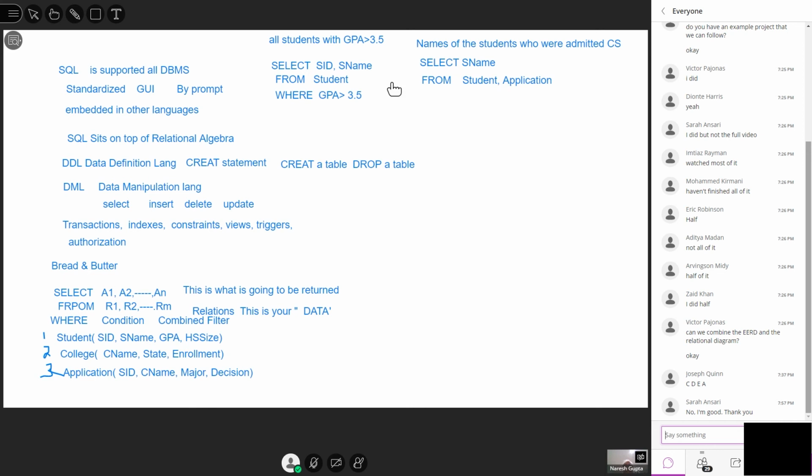Now, we have to say a couple of things. We have to say where. The first thing we have to say is the following: the student we are talking about here must be the same student here, because there can be students here who never applied. Remember that? So the student here must be the student here. So we have to say that the SID here must match this SID.